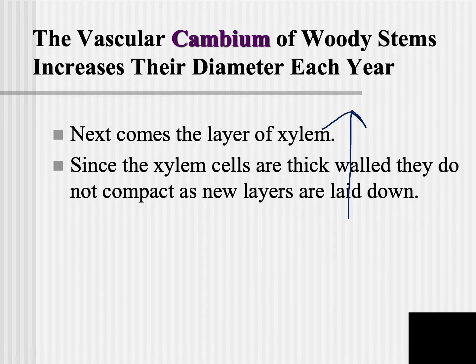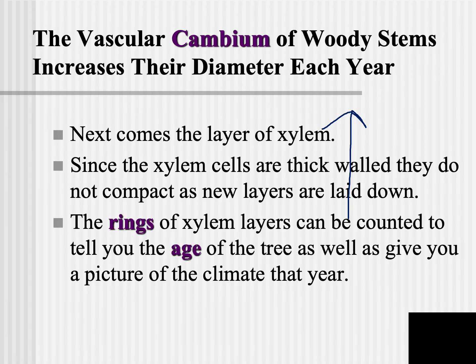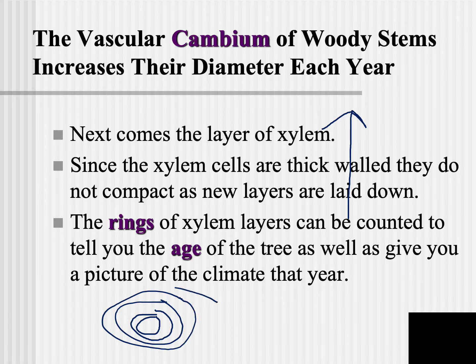Since xylem cells are really thick, they do not compact as new layers are laid down. They stay pretty thick, and you can see them. And so when we're looking at the trunk of a tree, you will see rings. Each layer of those rings doesn't get compacted, but they're able to be seen, and it gives you an idea of the age of a tree.